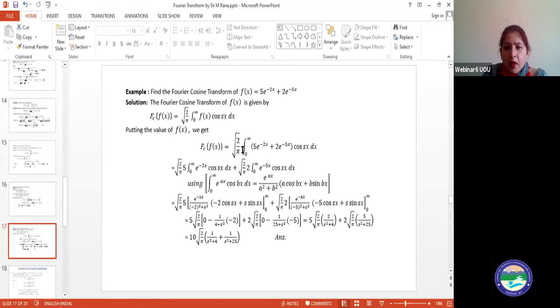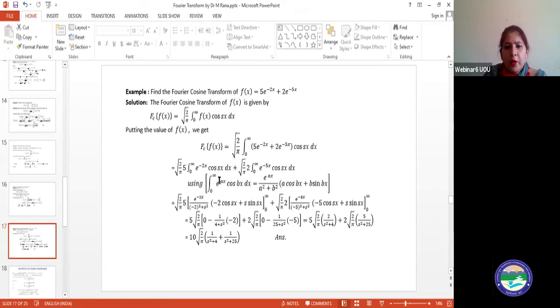So again, you will put the constant terms outside the integration. You will get this root 2 by pi; 5 is constant, and in this case, 2 is constant. So you'll get this much equation: root 2 by pi 5 integration 0 to infinity e raised to power minus 2x cos sx dx plus root of 2 by pi, 2 is constant, integration of 0 to infinity e raised to power minus 5x cos sx as it is.